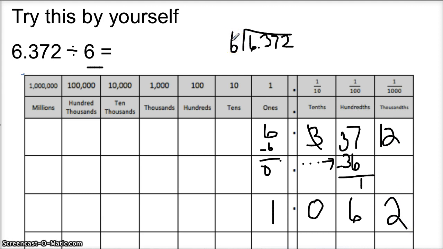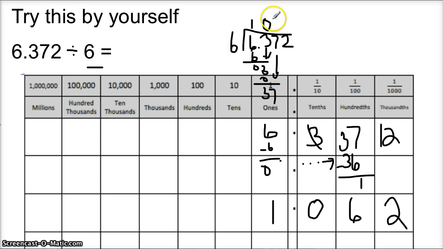Let's check it with the standard algorithm. Okay, how many times does 6 go into 6? 1 time. 1 times 6 is 6. That leaves me with 0. Let's bring down the 3. How many times does 6 go into 3? Remember, it can't. So I have to deal with that. 0 times 6 is 0. Kind of crazy it seems like, but that's what you have to do. So 3 minus 0 is 3. Now I bring down my 7.